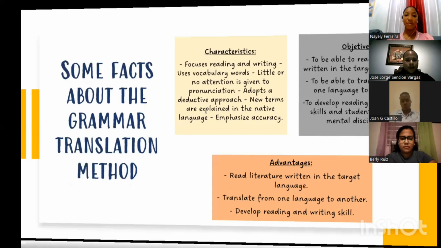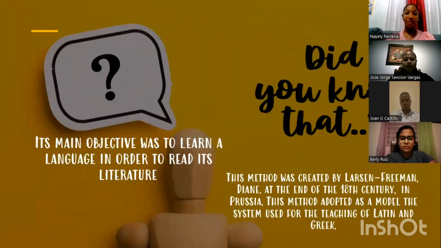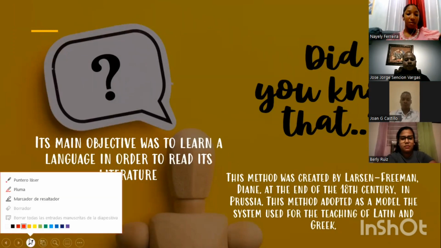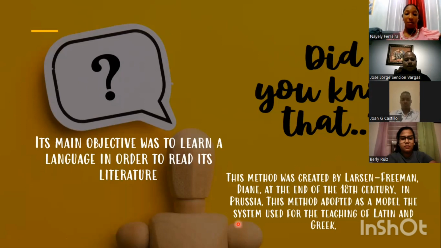Now I'm going to talk about the history. History is very important because we can know how it was created and who created this method. Do you know that the grammar translation method was created by Lessing Freeman at the end of the 18th century in Prussia? The method was modeled on the system used for the teaching of Latin and Greek. It has had various names and has been used by language teachers for many years.